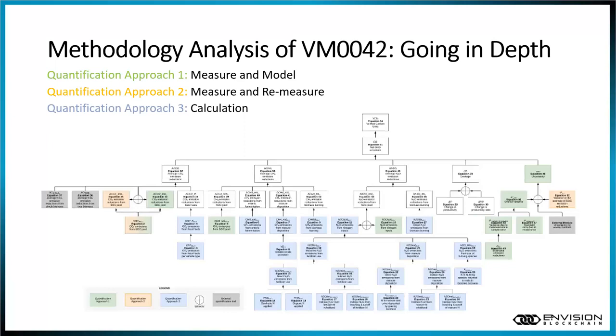Approach 2, which is measure and remeasure, you're going to measure for your baseline scenario and then remeasure for your project scenario. Now we could look at all the orange boxes in the flow chart as these represent all the approach 2 specific equations.